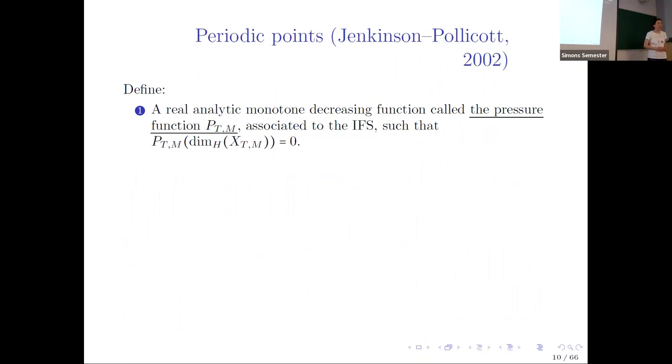One of the approaches to compute the Hausdorff dimension of the limit set was due to Oliver Jenkinson and Mark Pollicott in a 2002 paper. The approach is called thermodynamic formalism, and it suggests that to an iterated function scheme, we associate an analytic function. It is called the pressure function. Probably you have seen it a couple of weeks ago during the first series of mini courses. And the significance of this analytic function is that its largest zero is the Hausdorff dimension.